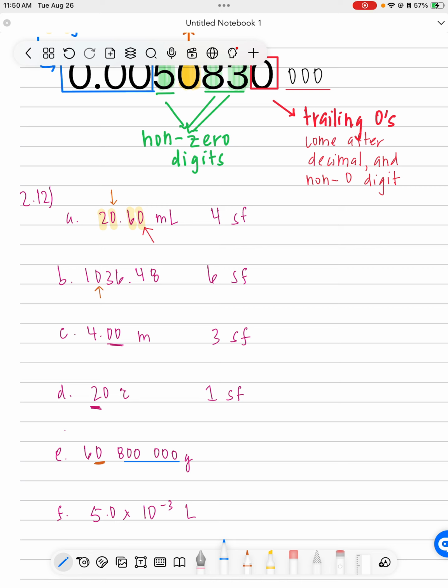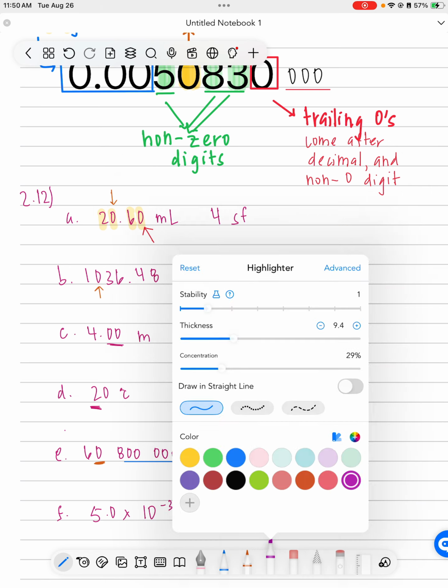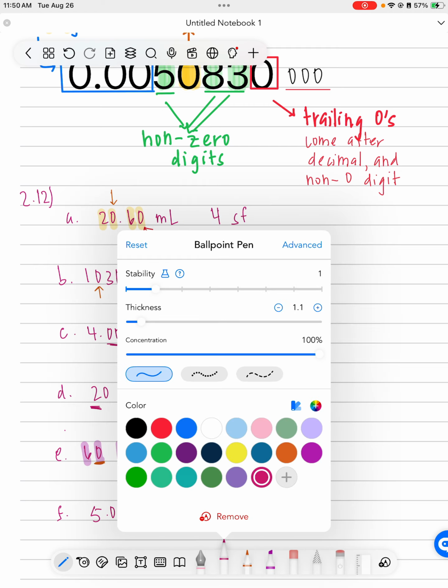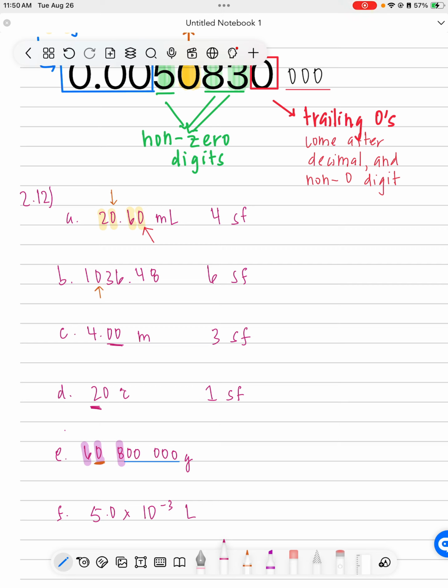So the only numbers that we have that are significant, let's highlight those, are going to be the 6, the 0, and the 8. So how many significant figures do we have here? We have 3. Now, are those zeros important still? Yes, they are, just not significant.